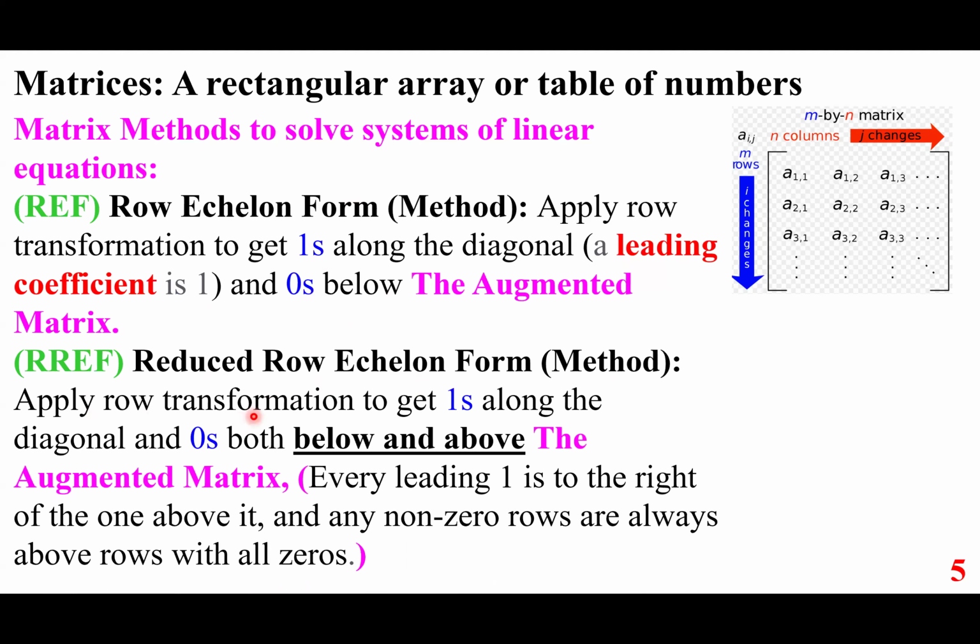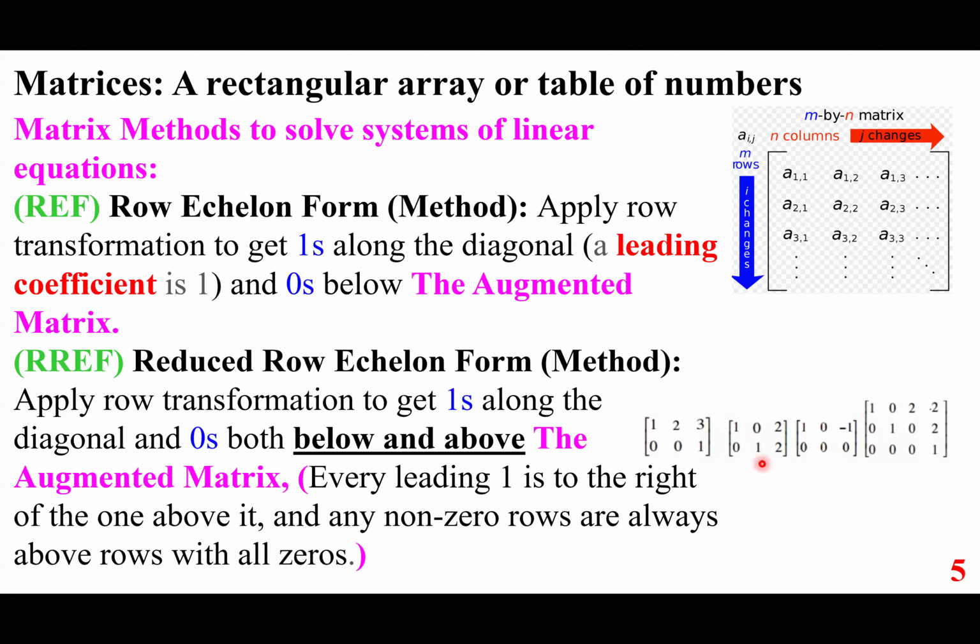Apply row transformation just as that one to get ones along the diagonal, zeros both below and above, in the augmented matrix. Every leading one is to the right of the one above it, and any non-zero rows are always above rows with all zeros. So some examples. You see this one is 1. Okay, this one is 1. The very first entry must be 1 in a row, and above it can be any number. If we change the number above this one to 0, it becomes RREF, reduced row echelon form.